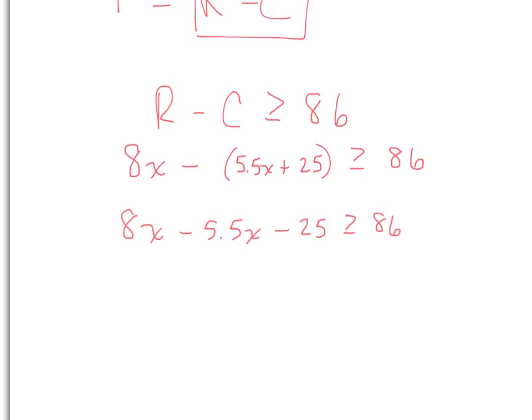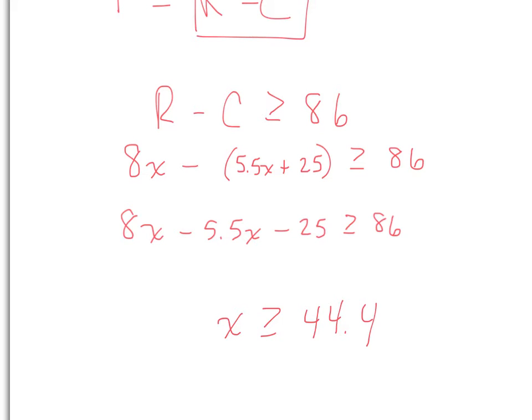So I'm going to put the answer up. You get x is greater than or equal to 44.4. Now, let's use common sense. What's the actual answer? 45. Yeah, because you have to round up. What is x? X is the number of calculators. So can you have 0.4 of a calculator? Can't order 0.4 of a calculator. So how many do you order?